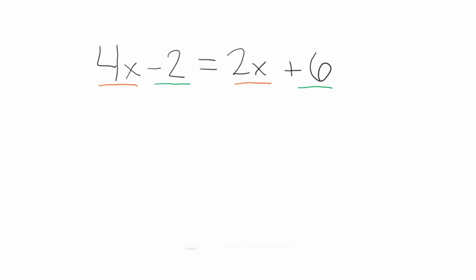What we can do is subtract the 2x from both sides. Why would we want to subtract the 2x from both sides? It's typically easier to do it this way because we'll end up with positive numbers. So what is 2x minus 2x? Since those are the same, they're going to cancel out. 2x minus 2x is 0. And then 4x minus 2x, we will get 2x here.